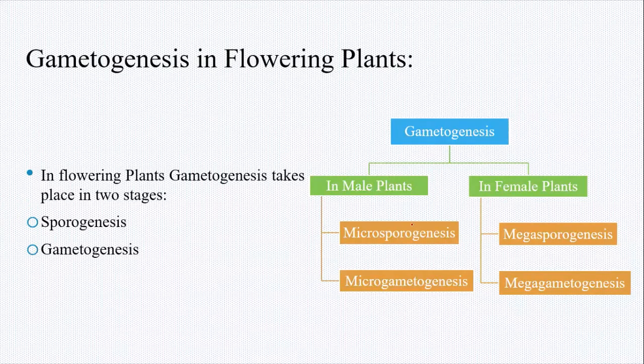In male parts, the sporogenesis will be microsporogenesis, as the microspore will be formed here, which is also called pollen grain. I think you have heard the word. And second step will be microgametogenesis, that is the development of the male gamete in the male part of the plant. And in female parts, there will be megasporogenesis, that is the formation or development of an embryo sac, and inside the embryo sac, a megagamete, that is a female gamete or egg, will be developed, and the event will be called megagametogenesis.